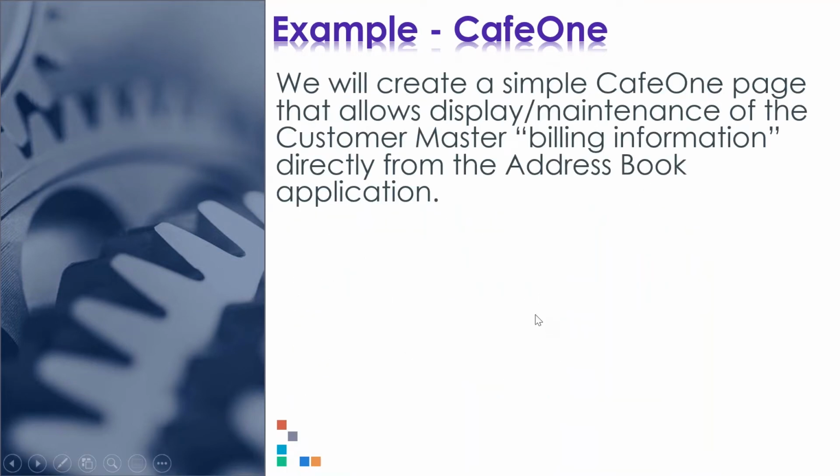All right, so I'm going to hop back into JD Edwards, and what I'm going to show you is a simple way to give a consolidated view of address book information and the customer master billing information from within one view.